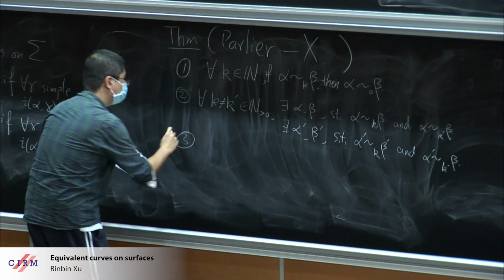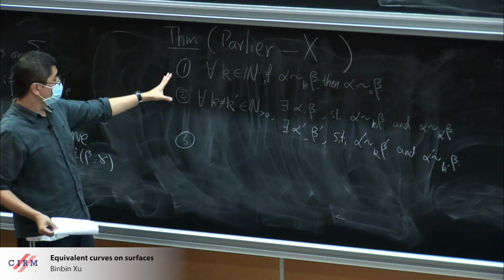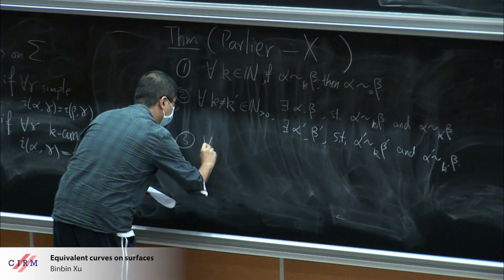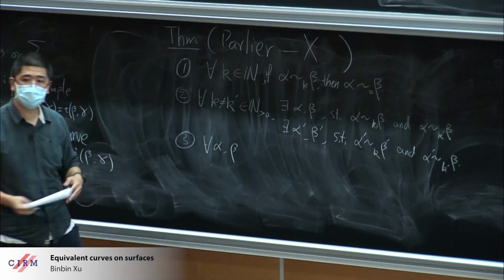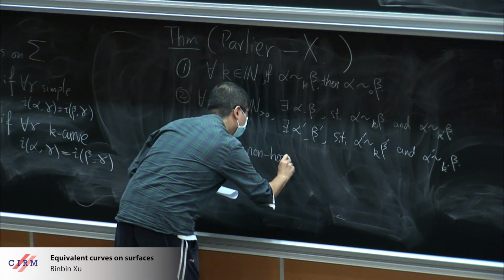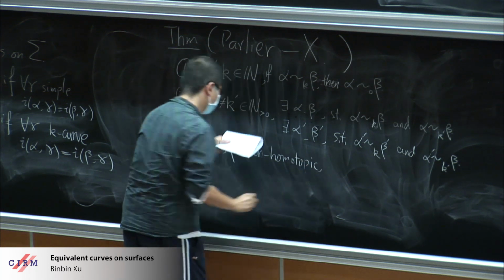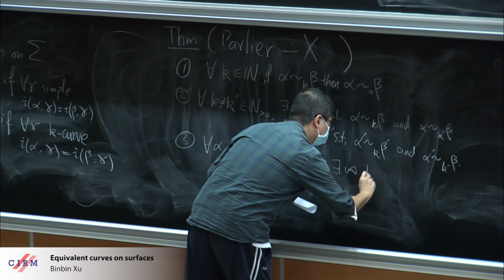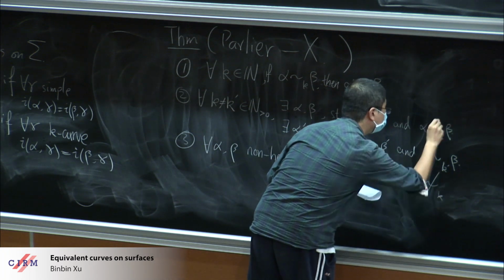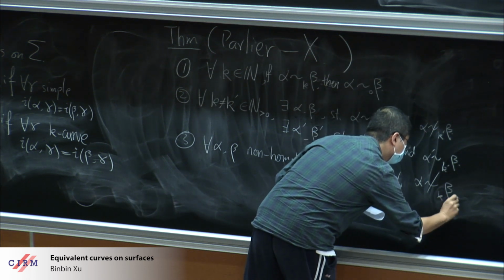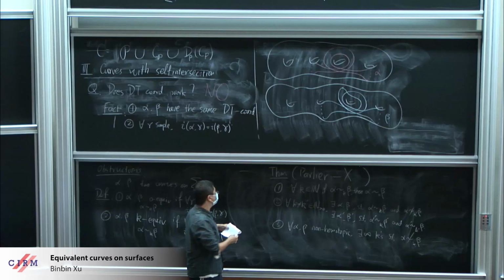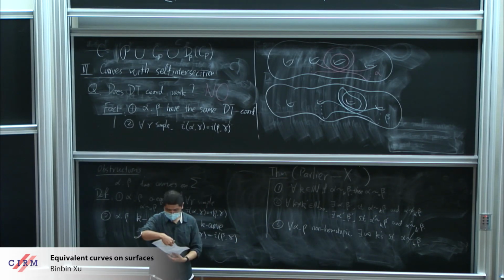And the third one is, so this is kind of only study locally k and k prime. But in general, if I get any pair of curves alpha and beta non-homotopic to each other, we can always find infinitely many k's such that alpha and beta are not k equivalent. For that k. So let me make some comments on the three statements.